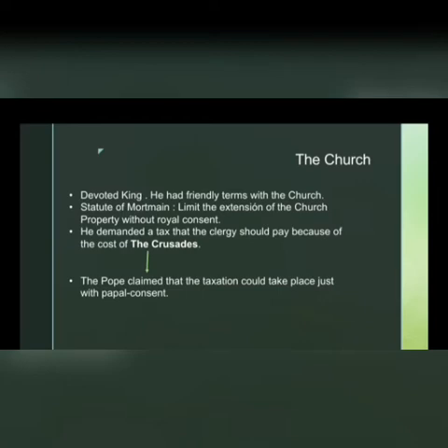Then he also added a tax to the clergymen, and it was because of the Crusades. England spent a lot of money because of the Crusades. So King Edward decided to impose that tax to the clergy. Of course, after that, the Pope claimed that that taxation could take place just with papal consent, just if the Pope approved that kind of taxation.